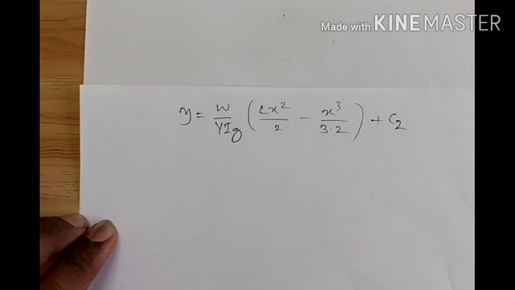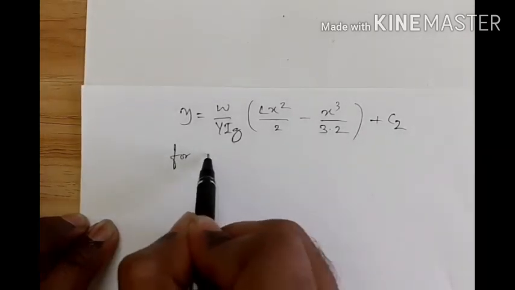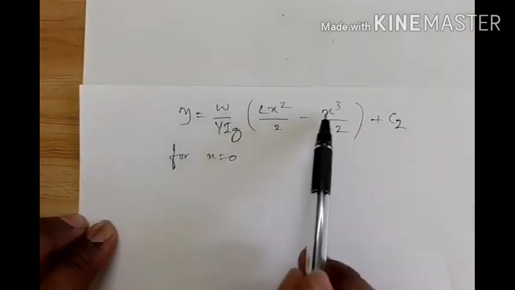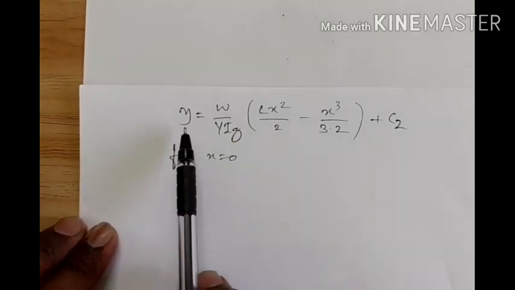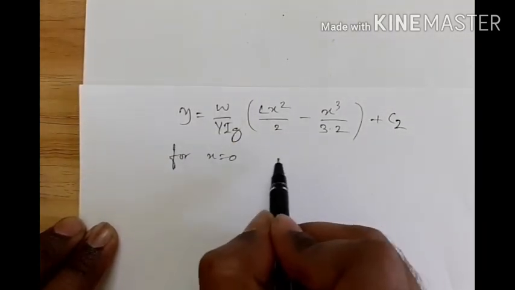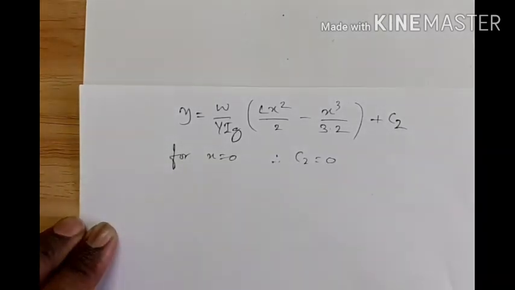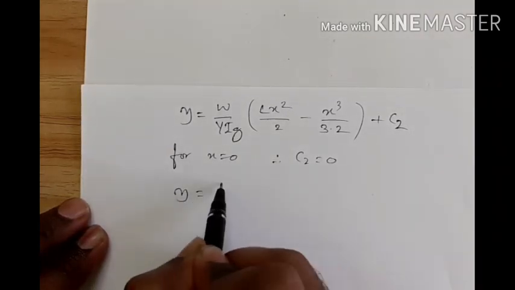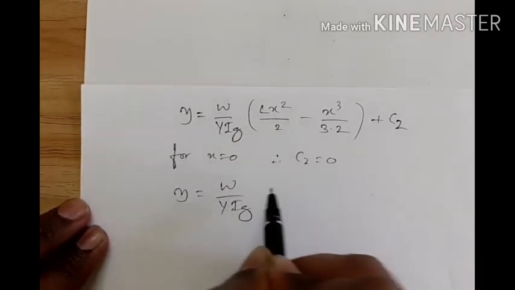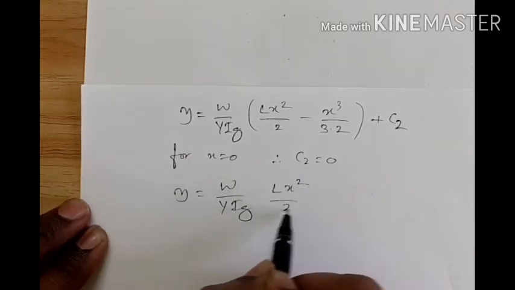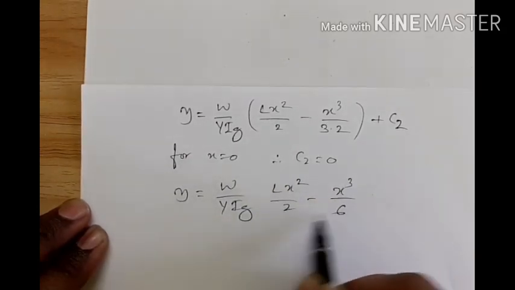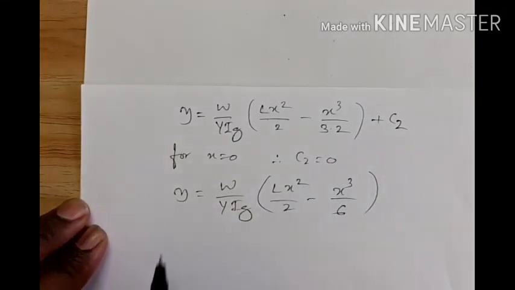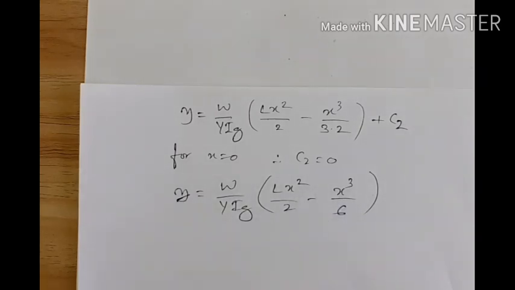Here also when I take x is equal to 0 and substitute, that will become 0, and y is also 0, so therefore C2 will become 0. My ultimate equation, the depression equation, is y equal to w divided by y ig, times Lx square divided by 2 minus x cube divided by 6. This is the equation for the depression, but still we have x over here.